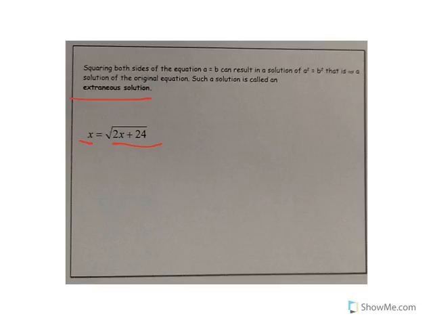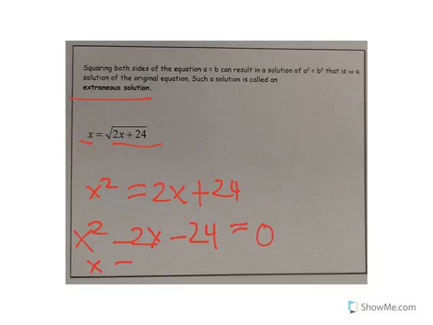To solve this, what I would do is square both sides, so it would be x squared is equal to 2x plus 24. So when I move everything over to try and factor it, it's going to be this. So x minus 6 is one of the factors, and x plus 4 is the other. That's going to be equal to 0. So what are the possibilities? Minus 4 and 6.